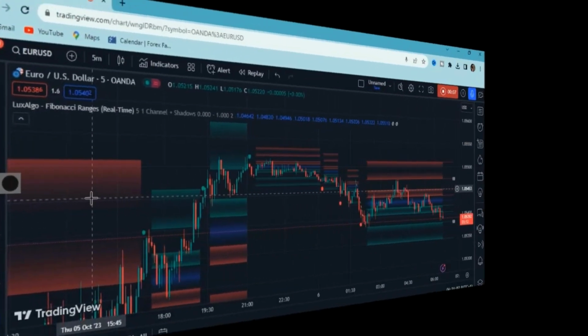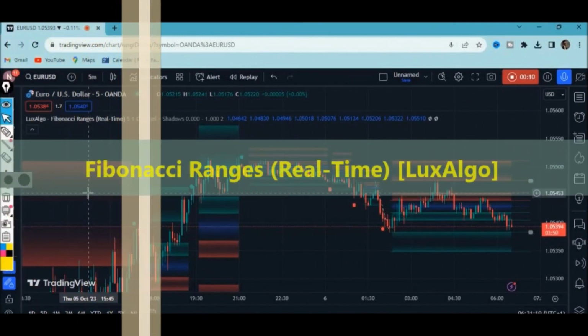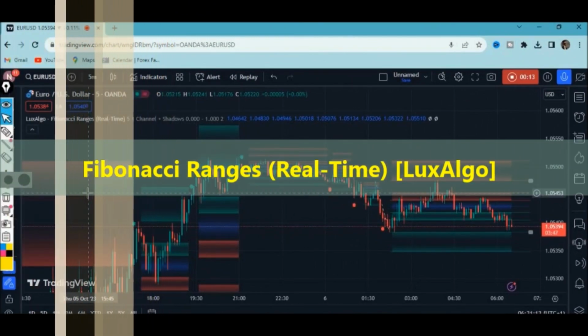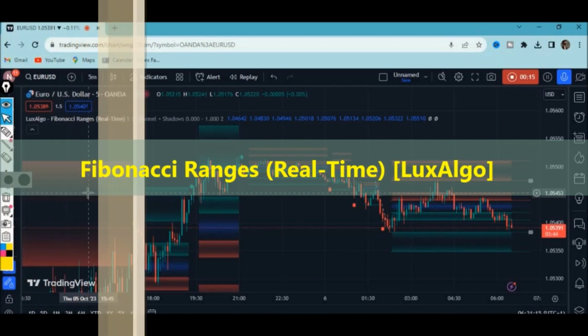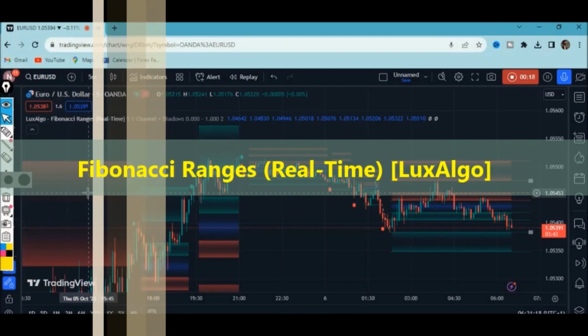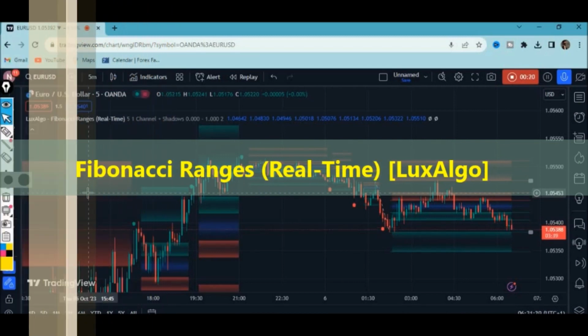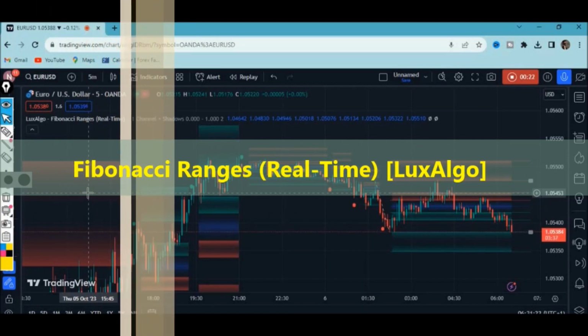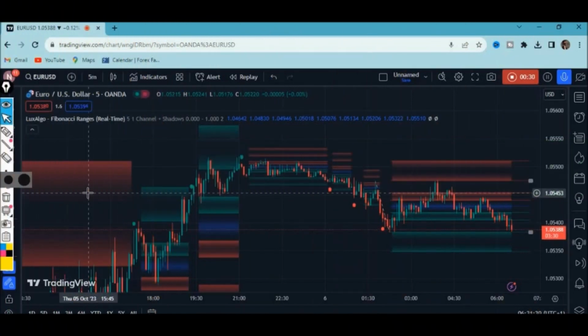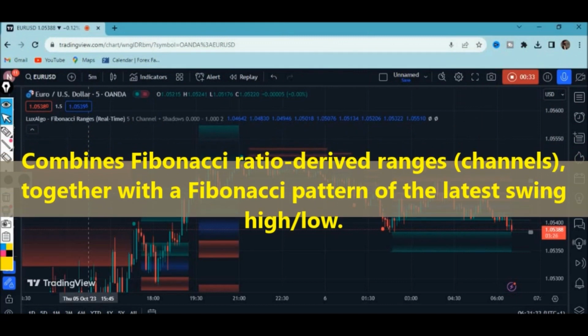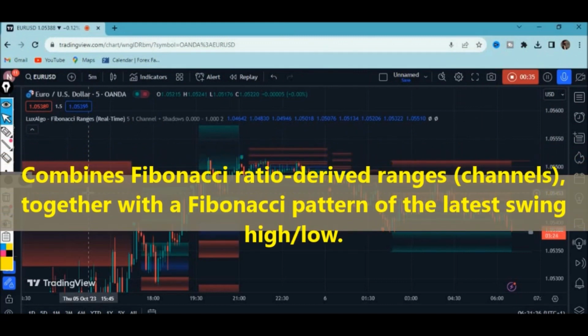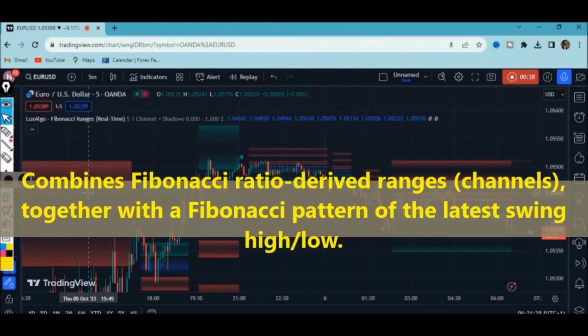Yes, I want us to try this new indicator by LuxAlgo called the Fibonacci Ranges Real Time. Basically, the creator of the indicator says that it plots these ranges right in real time. What you're supposed to understand about this indicator is that it combines the Fibonacci ratio derived ranges or channels together with the Fibonacci patterns of the latest swing high and swing low.